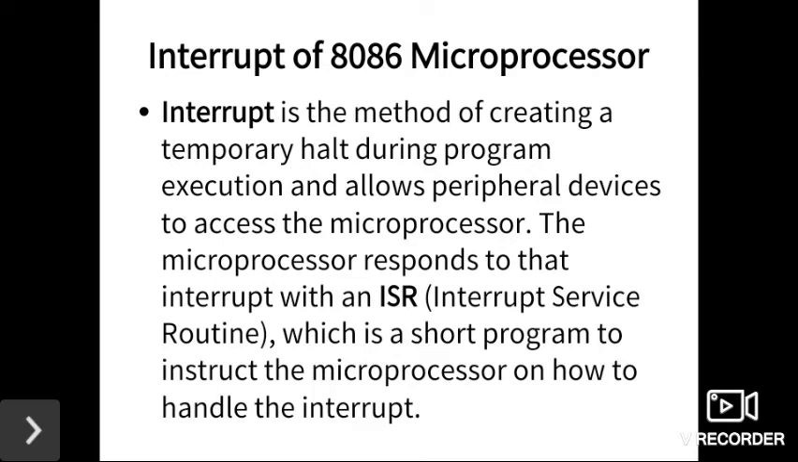An interrupt is the method of creating a temporary halt during program execution and allowing peripheral devices to access the microprocessor. The microprocessor responds to that interrupt with an interrupt service routine, which is a short program that instructs the microprocessor on how to handle the interrupt. Simply, an interrupt is an external signal which sends information to the CPU so that an external device gets service from the CPU.